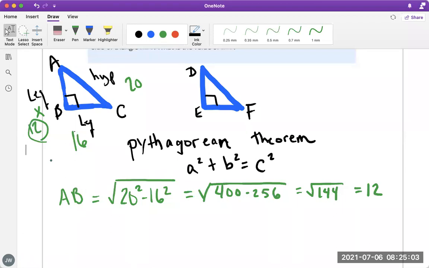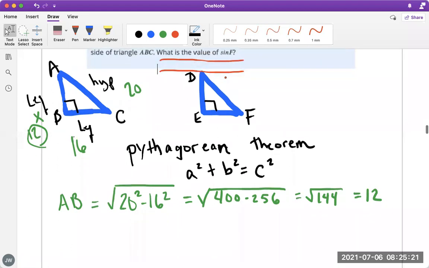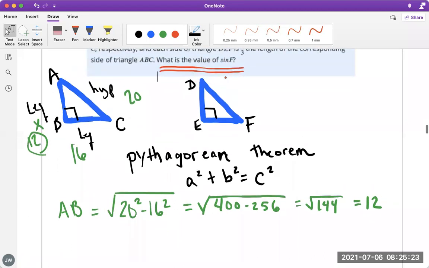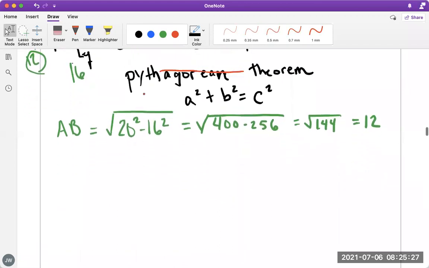Now that's the first part of the question. Now we have to get to where we find the value of sine F, because this is the actual question. What is the value of sine F? Not what is the value of the leg AB, okay? So now we gotta move on to sine F. Let's go for it. And I am going to scroll down so we can work through that.